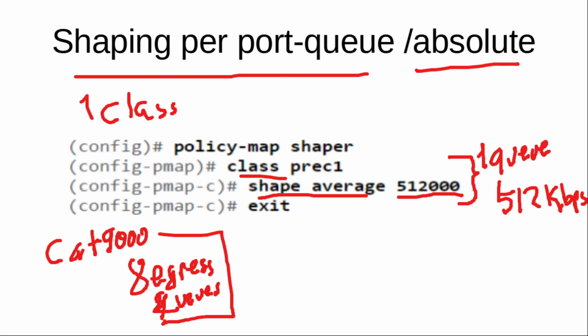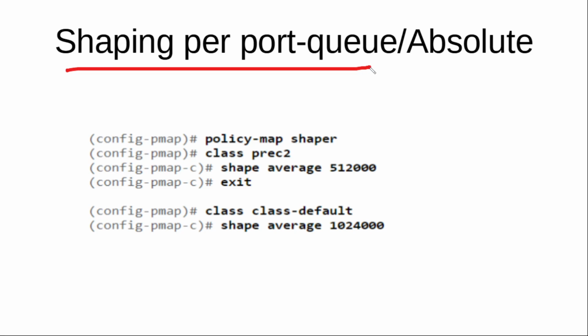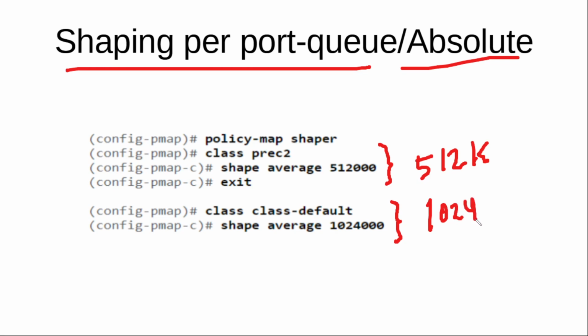Let's see another example. This is also a shaping per port queue. In this case, we have two classes. This is one class, and this is another class. For this class, we are shaping, and we are using an absolute value. So the max rate for this class will be this, and the max rate for this class will be this, in kbps. Remember that this is shaping per queue. So, for instance, this class will get assigned a particular egress queue.